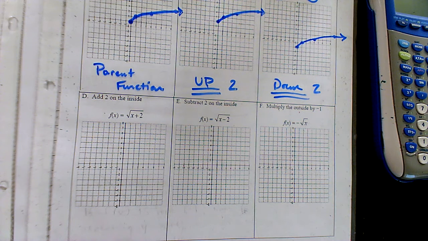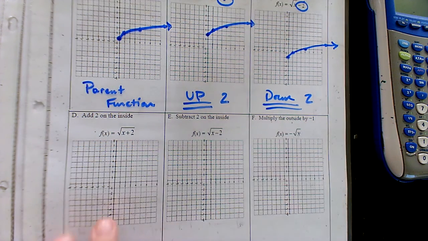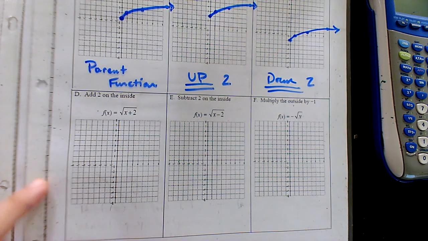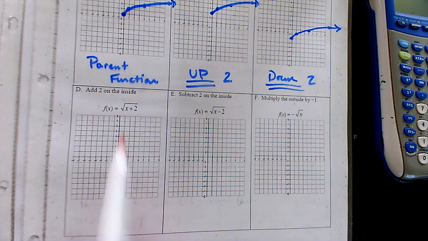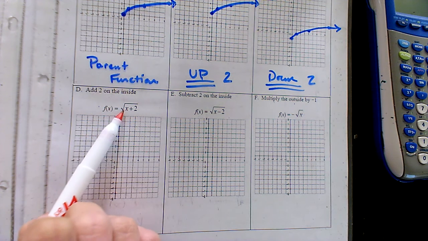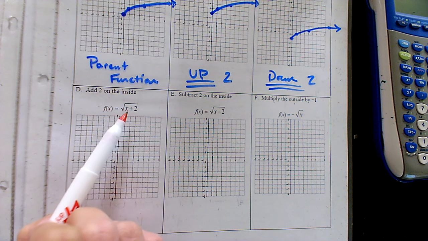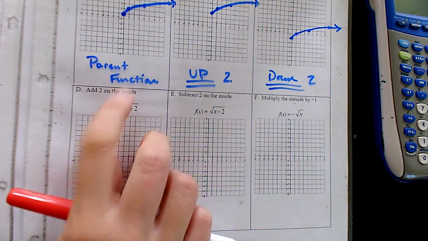Okay. So how do you think we'd be moving it? So this one moved up 2, this one moved down 2. What do you think this one is going to do? Left, maybe? Okay, let's check it out. So this time, if we try to plug in 0, we're going to get 0 plus 2, but we don't know the square root of 2. Okay, so we got to think about an easy number we can substitute in there.